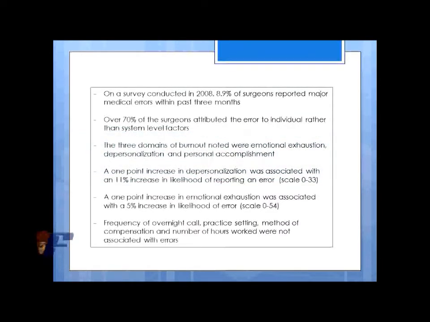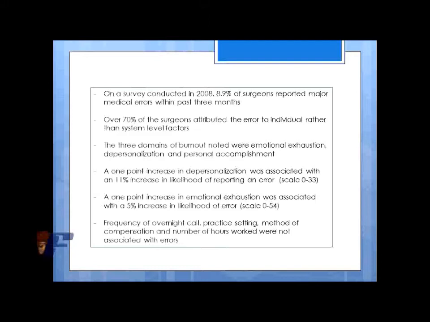In a survey conducted in 2008, 8.9% of surgeons reported major medical errors within the past 3 months. Over 70% of these surgeons attributed the error to personal rather than institutional factors such as overnight call, practice setting, method of compensation, and the number of hours worked. The survey noted 3 domains of burnout, which were emotional exhaustion, depersonalization, and personal accomplishment.